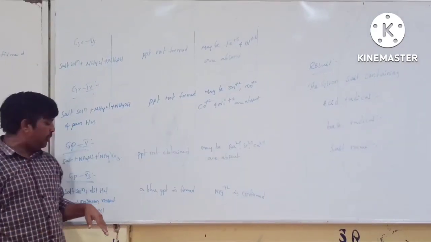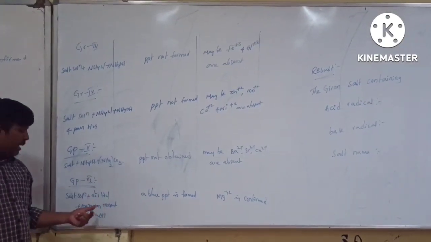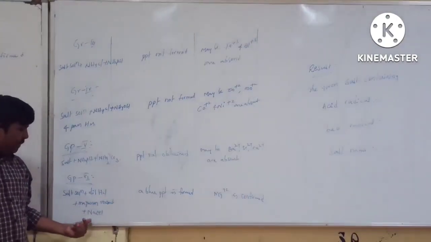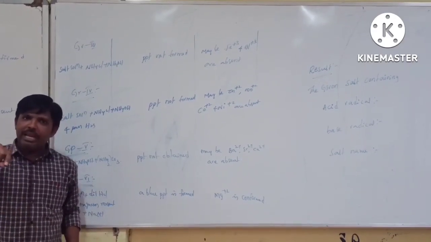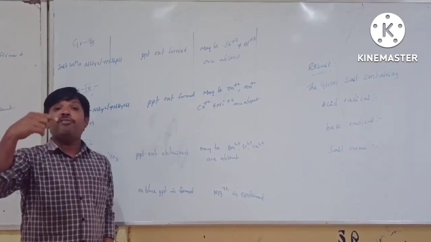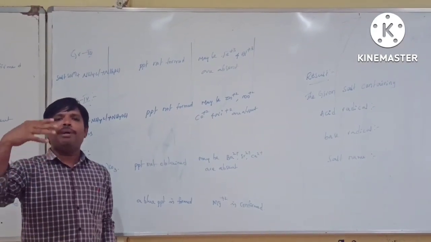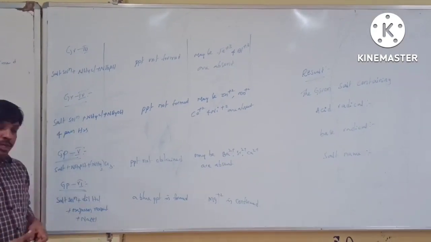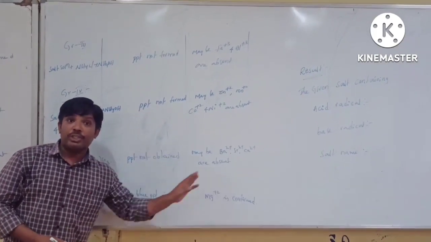Then we go directly to the sixth group with a new test tube. Salt solution plus dilute HCl, then you have to add magnesium reagent plus sodium hydroxide. What do you get? A blue PPT is formed. Mg2+ is confirmed.